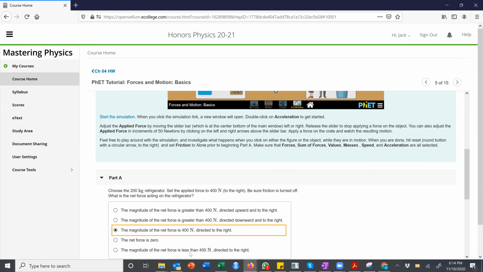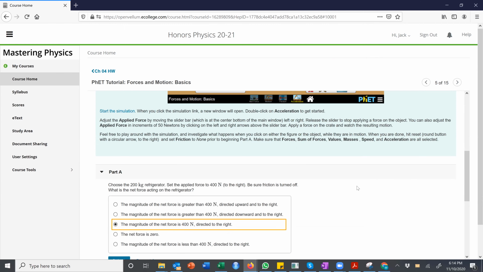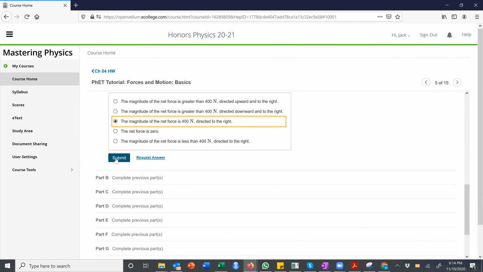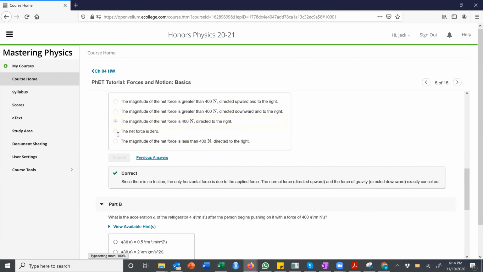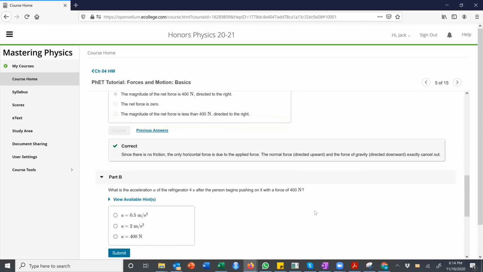Is it okay if I click on submit? Yeah. Correct. What is the acceleration of the refrigerator 4 seconds after the person begins pushing on it with a force of 400 newtons?